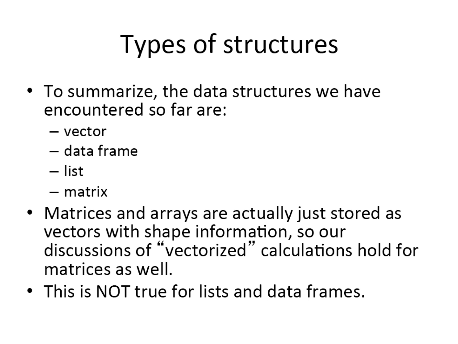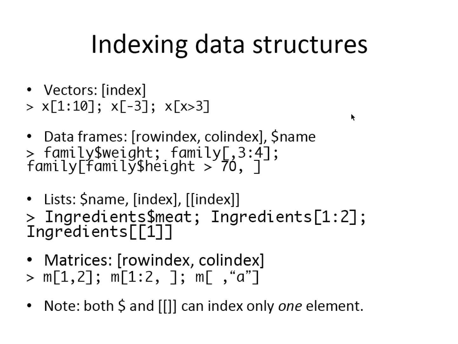Okay, our summary. We've got vectors, data frames, lists, and matrices now as core data representation elements in R. As I mentioned, matrices and arrays are stored as vectors, and they are decorated by the index information or the shape information, so we can carry out all those vectorized operations on a matrix as well, which is super useful. Data frames and lists are not like that. So here's indexing our data structures.